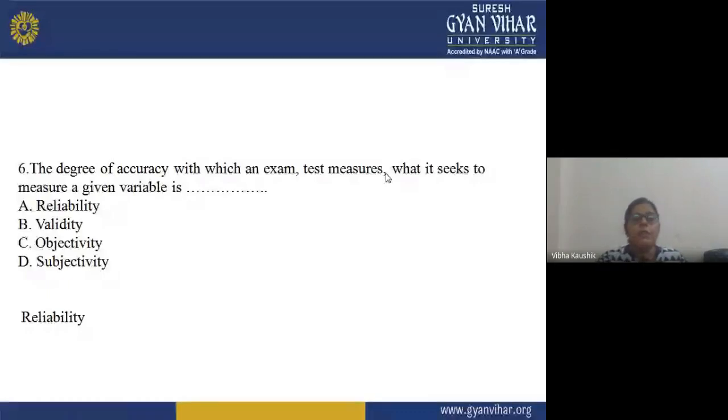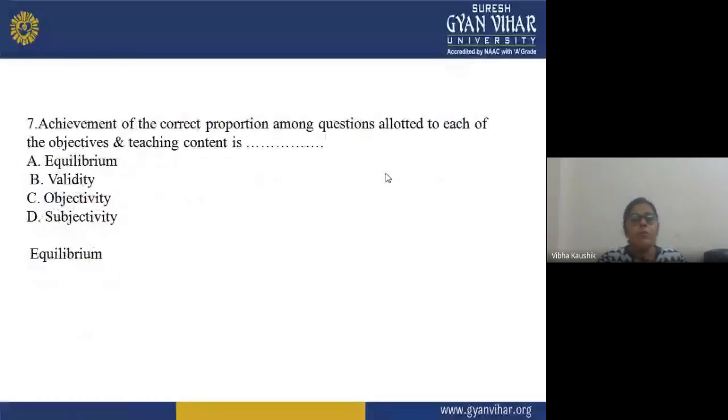Now, the correct proportion among questions allotted to each of the objectives and content is called what? The options are A. Equity, B. Validity, C. Objectivity, D. Subjectivity. The correct answer will be option A, that is equity.